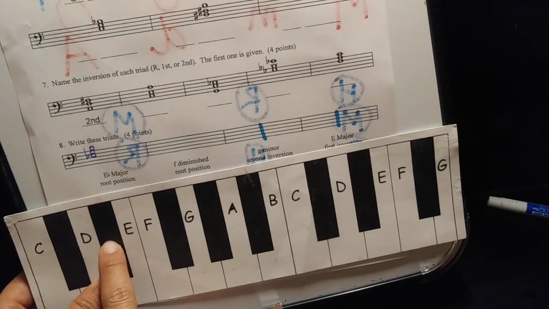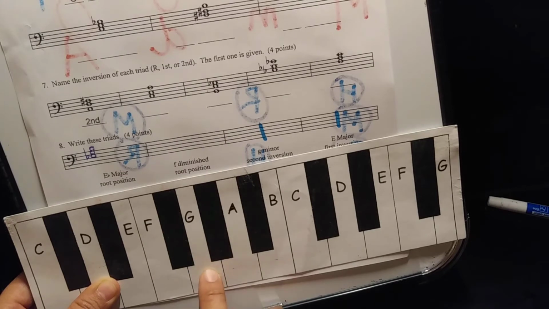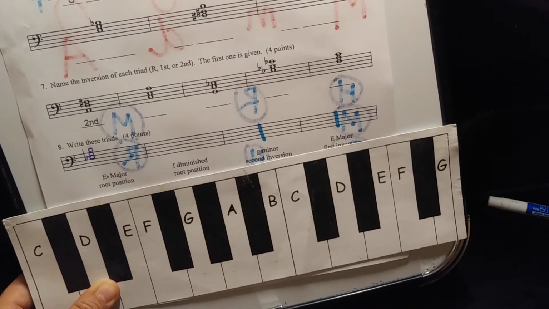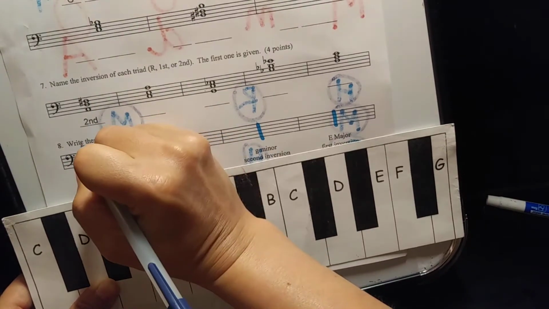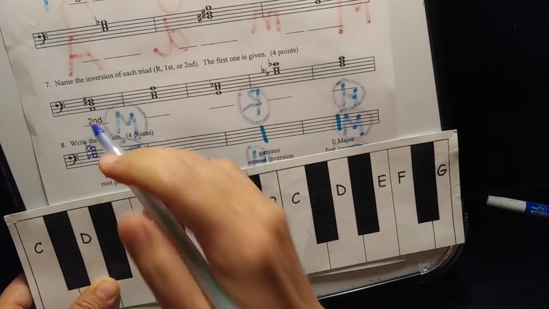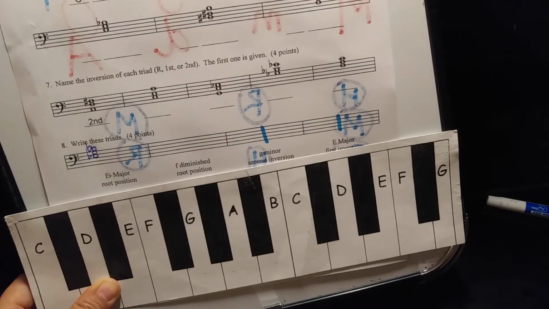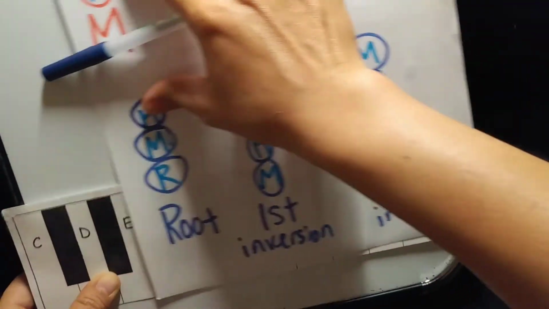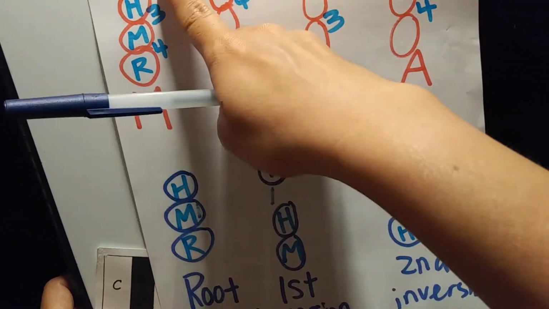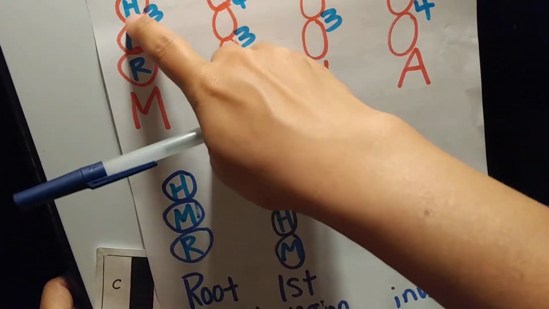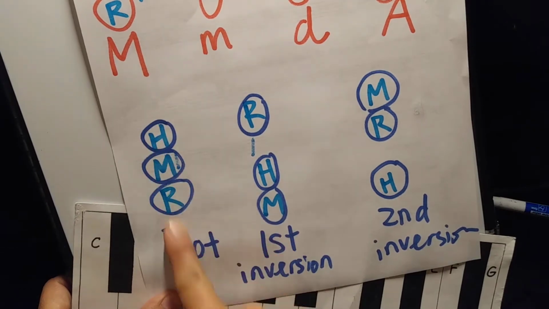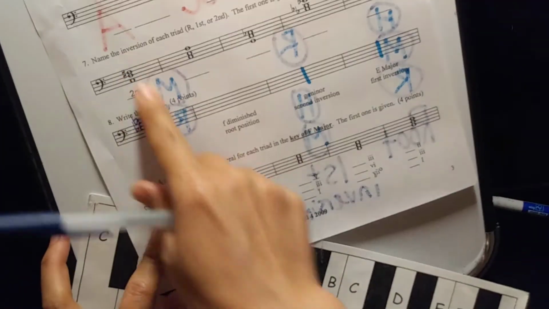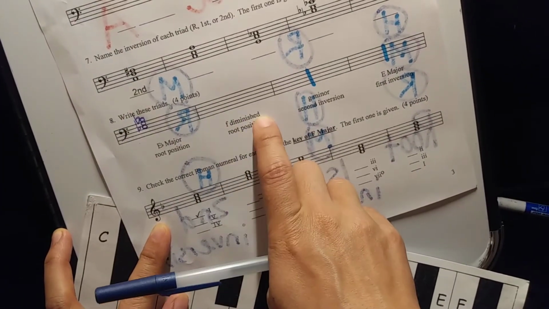So from E flat, 4 half steps. 1, 2, 3, 4. That's G. Then we're going to count 3 half steps. 1, 2, 3, B flat. So that one is a B flat, but not the A sharp, because you have a B there. Then you cannot have A sharp. So basically you're doing the combination of this major triad, 4 half step, 3 half step, and also root position.